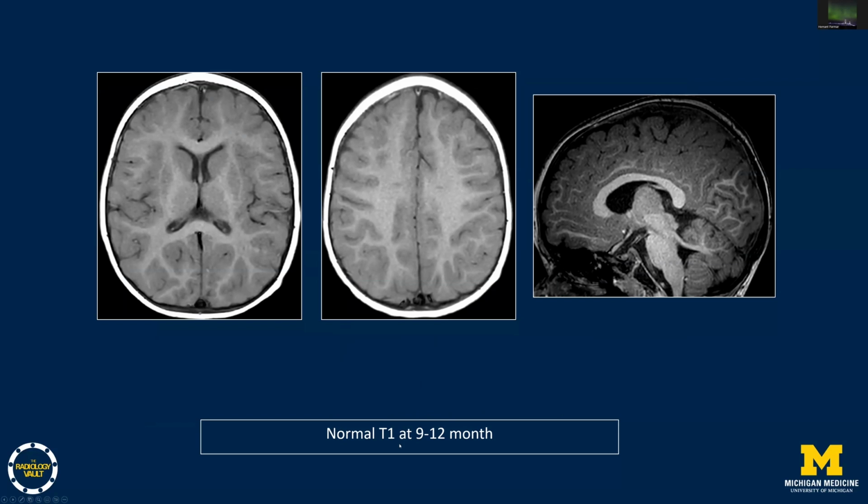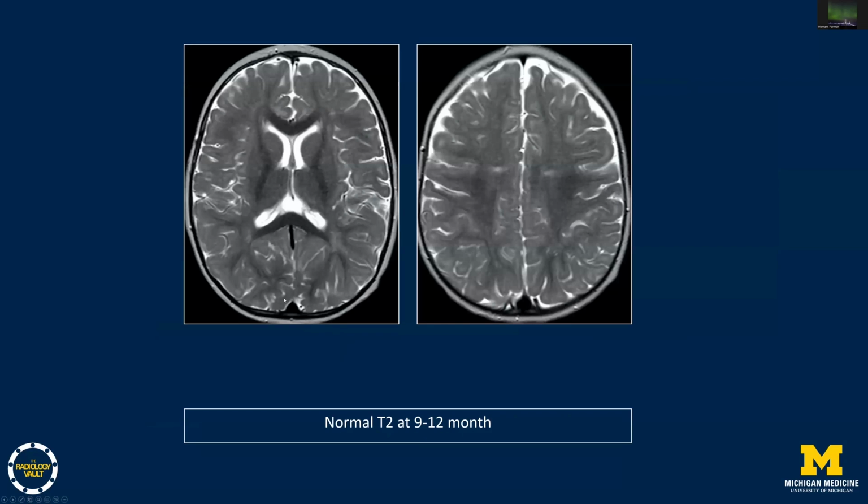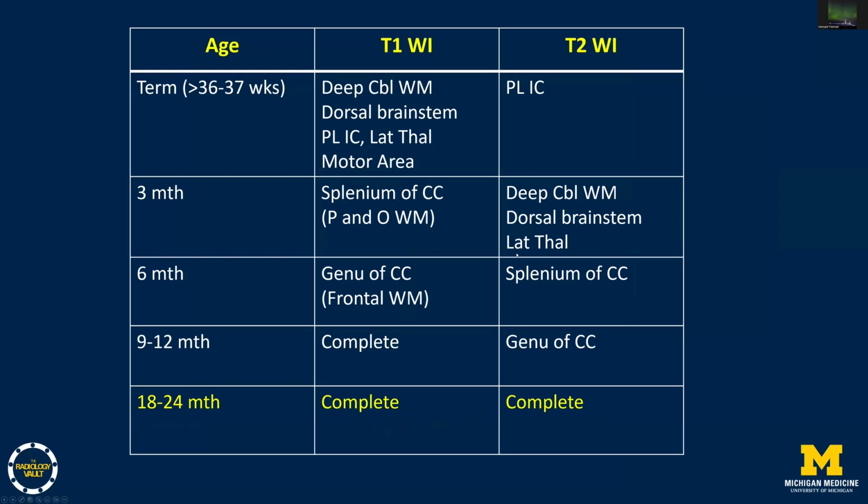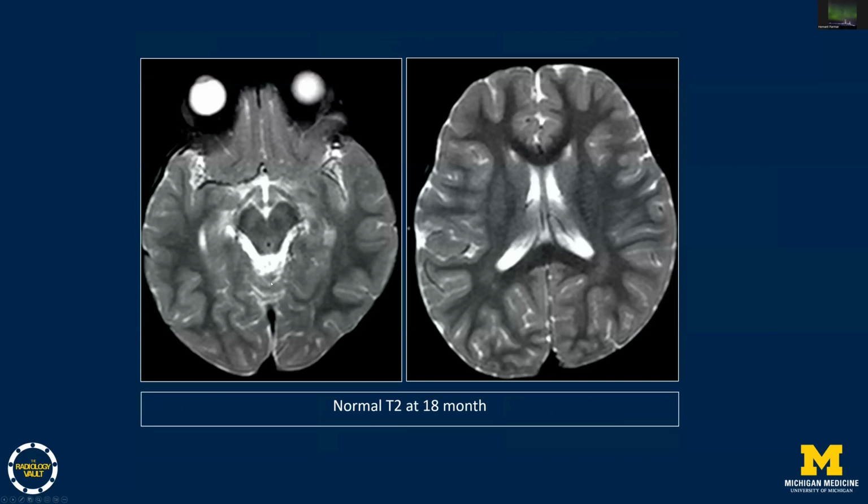So this is what we mean at T1 at 1 year, because anywhere from 9 to 12 months, the myelination on T1 is complete. On T2, we start seeing, or we should rather see, the genu of the corpus callosum at this point, but not in the peripheral white matter. That will come at the next stage, which is anywhere from 18 to 24 months when the myelination is complete on T2 weighted sequence. And that's exactly what we see.